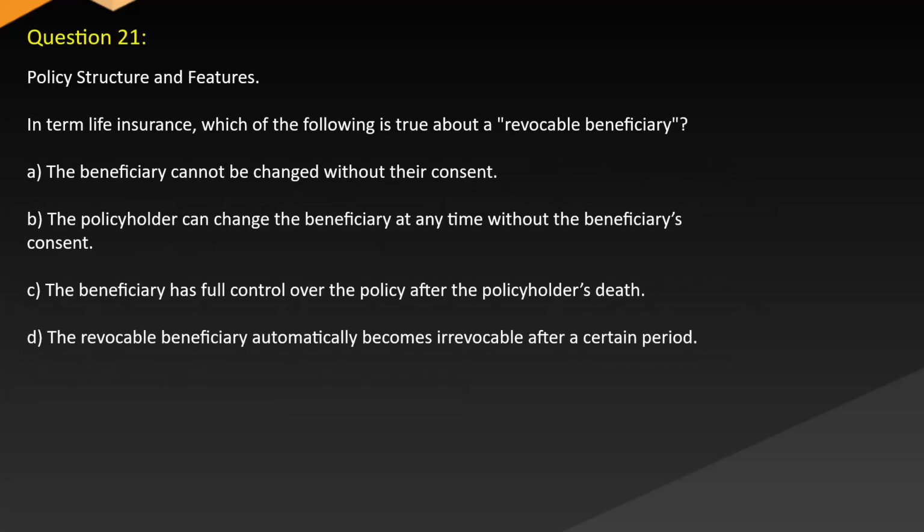Question 21. Policy structure and features. In term life insurance, which of the following is true about a revocable beneficiary? A. The beneficiary cannot be changed without their consent. B. The policyholder can change the beneficiary at any time without the beneficiary's consent. C. The beneficiary has full control over the policy after the policyholder's death. D. The revocable beneficiary automatically becomes irrevocable after a certain period.